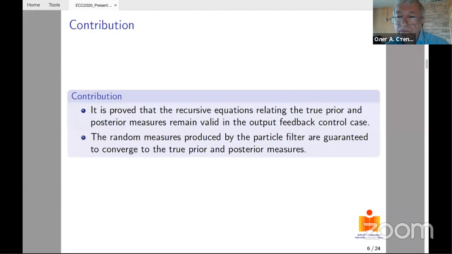In this paper, it is proved that the recursive equations relating the prior and posterior measures remain valid in the output feedback case. And using these recursive equations, we further prove that the random measures produced by the particle filter converge to the prior and posterior measures.